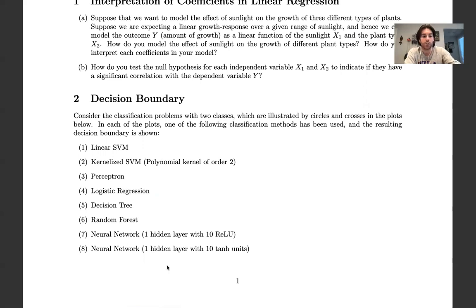What else produces a linear decision boundary? Perceptron. Good. Was that Tommy? Yes. And Isabel in the chat, Neil in the chat. Yes, perceptron as well. If you remember, perceptron is just a quadratic equation as well, so that's going to be a linear decision boundary.